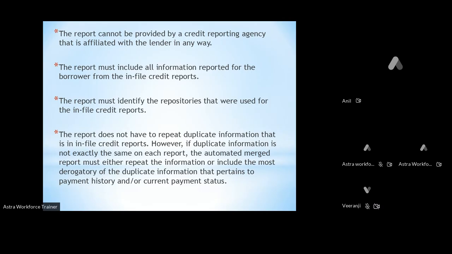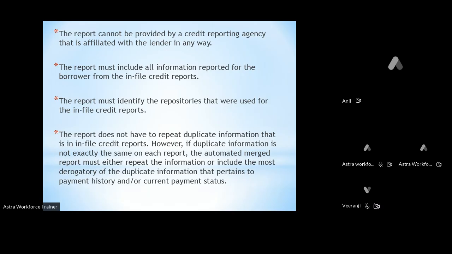The report cannot be provided by a credit reporting agency that is affiliated with the lender in any way. The report must include all the information reported for the borrower from the in-file credit reports. The report must identify the repositories that were used for the in-file credit reports. The report does not have to repeat duplicate information that is in the in-file credit reports. However, if the duplicate information is not exactly the same on each report, the automated merged report must either repeat the information or include the most derogatory of the duplicate information that pertains to payment history and or current payment status.